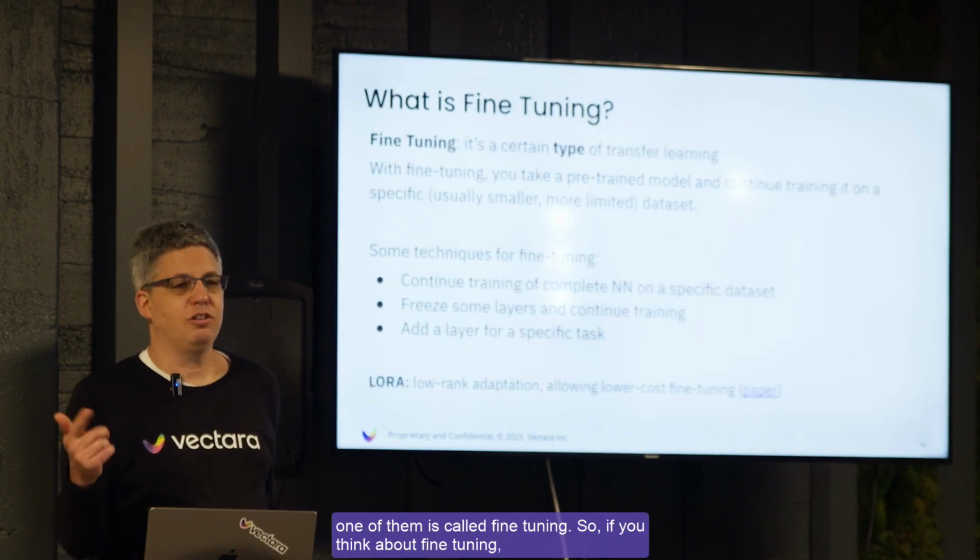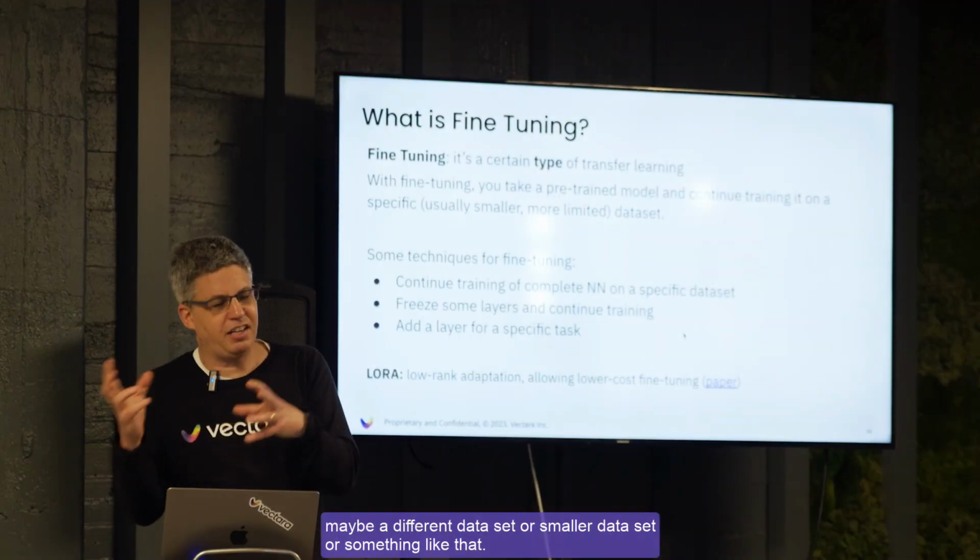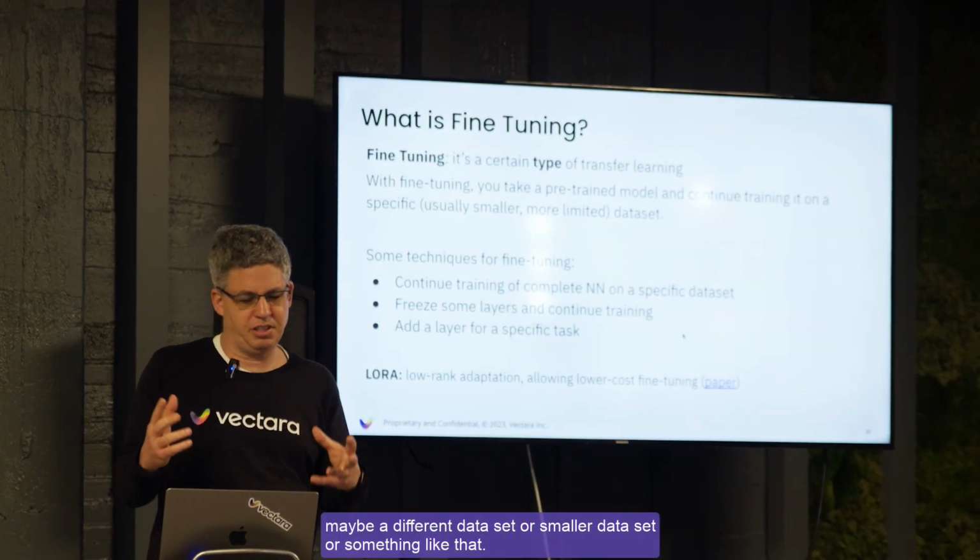One of them is called fine-tuning. Fine-tuning is a type of transfer learning, right? That's why I told you all of this about transfer learning. With fine-tuning, you take a pre-trained model and you continue training it for a while, usually on a smaller, maybe more specific data set, but it doesn't have to be. Usually it's a different data set or a smaller data set.